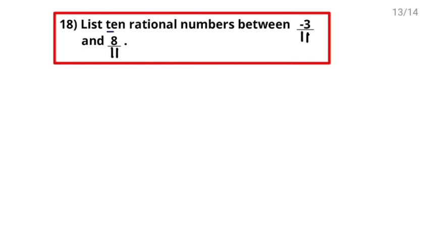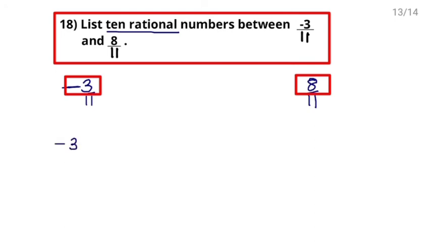Next, find 10 rational numbers between -3/11 and 8/11. Now if you observe that denominators are already same, denominator पहले से ही same है, no need to make the denominator same, right? And they're asking for 10 rational numbers between them. So firstly you will check the numerators. आप चेक करो क्या -3 और 8 के बीच में 10 इंटीजर्स आते हैं.